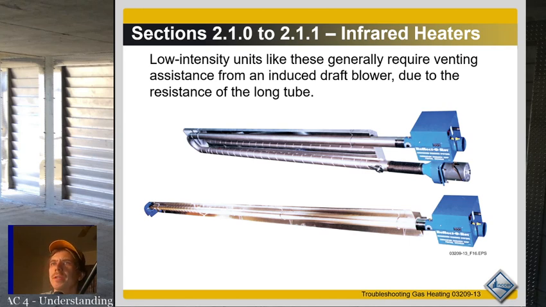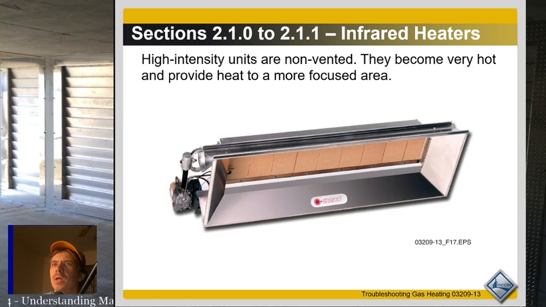So infrared heaters, low intensity units like these generally require venting assistance from an induced draft blower due to the resistance of the long tube. This is one of the more common types I tend to see, these long style infrared heaters with an induced draft blower on the end. High intensity units are non-vented. They become very hot and provide heat to a more focused area.